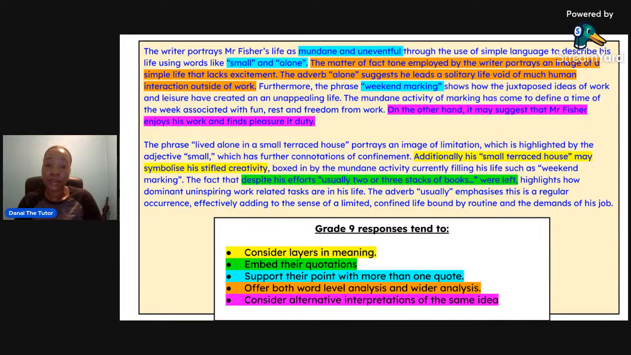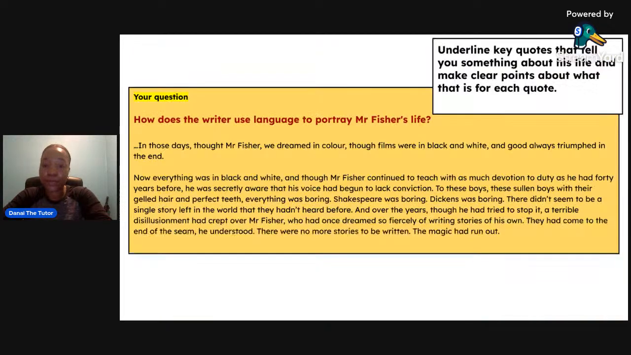And then consider alternative interpretations of the same idea. I missed this on the previous slide, but in the pink, we can see that I said, on the other hand, it may suggest that Mr. Fisher enjoys his work and finds pleasure in duty, okay? So offering an alternative interpretation can show that higher level of analysis. Now, it's not necessarily that all those things have to be done every single time, but those are some of the features of a grade 9 response.